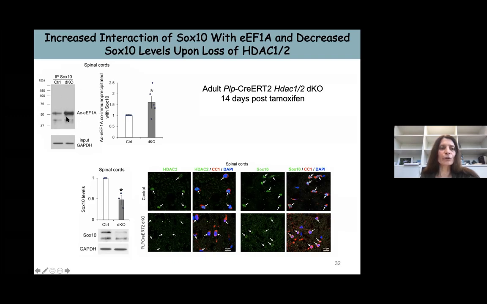And then we could see also the increased co-immunoprecipitation of acetylated EF1A1 with SOX10. So very similar to what we have seen in the peripheral nervous system. We have done other experiments to confirm the mechanism, so I won't show you all this. I will show you what we did with theophylline then.